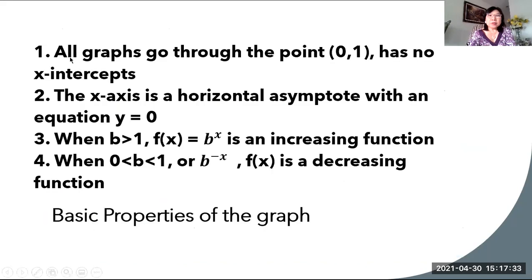On the next slide, I'm talking about the characteristics of the exponential function graph. Pay attention to this, because the graph is not just two simple graphs like that. It will have a transformation as well. Number 1, the graphs go through the point (0, 1), 0 for x and 1 for y, and have no x-intercept. You can see that they're not touching the x-axis, and therefore they don't have an x-intercept. Number 2, the x-axis is a horizontal asymptote with the equation y equals 0.